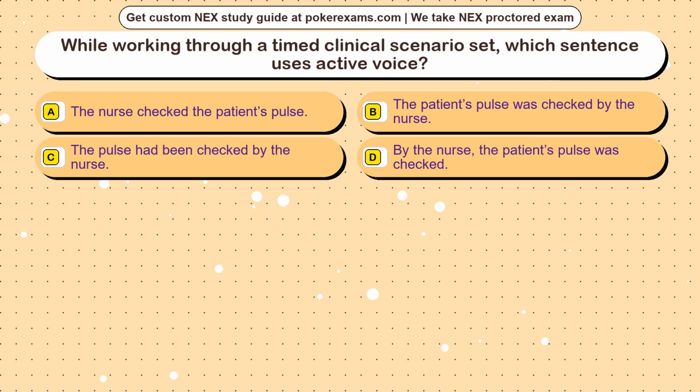Question 8. While working through a timed clinical scenario set, which sentence uses active voice? Option A. The nurse checked the patient's pulse. Option B. The patient's pulse was checked by the nurse. Option C. The pulse had been checked by the nurse. Option D. By the nurse, the patient's pulse was checked.